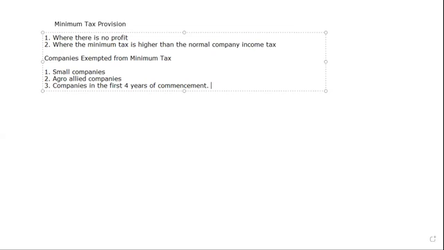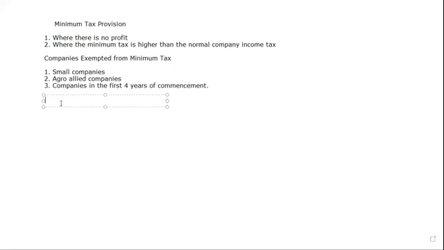Okay, I was saying minimum tax. Why should you compute minimum tax, or why do you assess a company to tax based on minimum tax provision? The first is where there's no total profit, or where the business operations result in a loss. You will still compute minimum tax regardless, not minding if it is a small company. The second is where the minimum tax is higher than the normal company income tax liability. All right, let's move on.